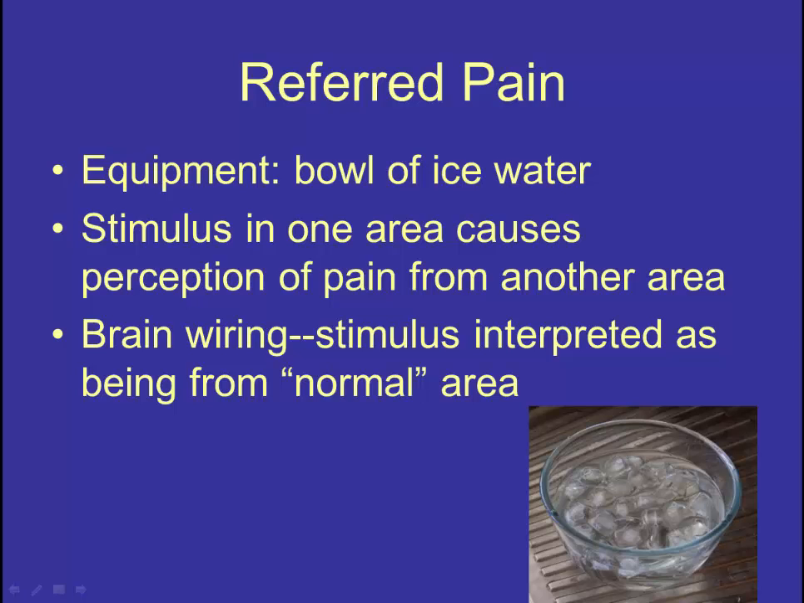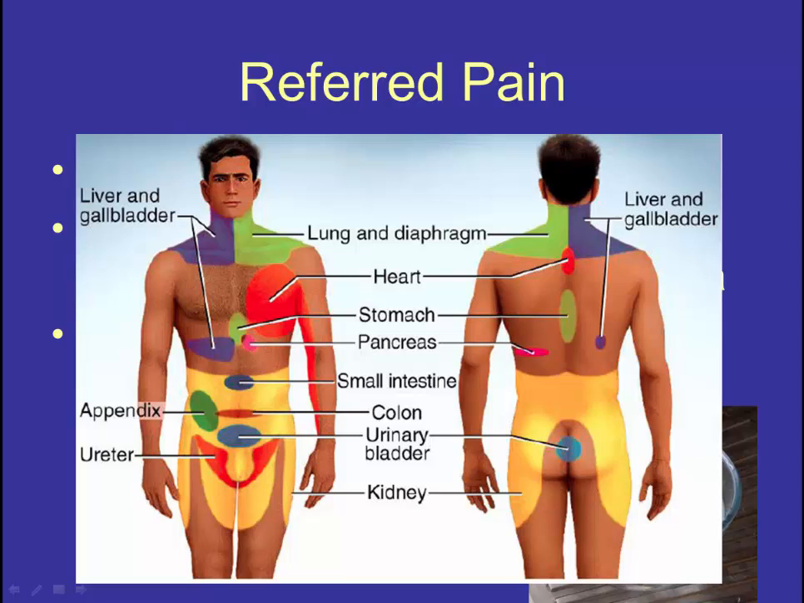If you look at what we call a referred pain map, if you have right shoulder pain, you see here it's indicated in purple, that could indicate gallstones. You may be having a heart attack, but yet feel pain in your left arm. Referred pain is the brain's misinterpretation of the information.